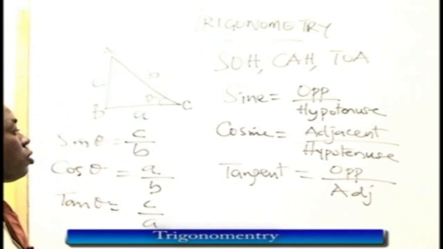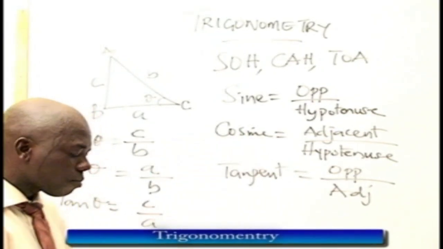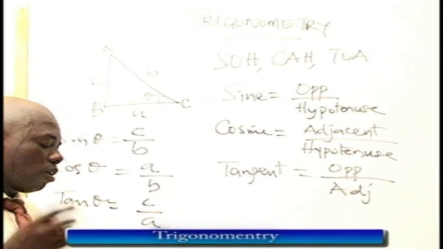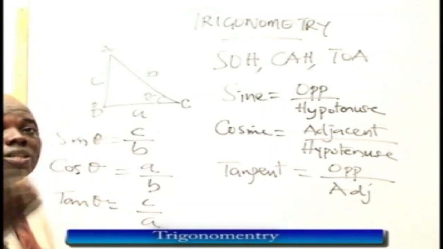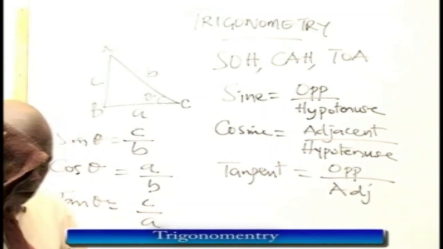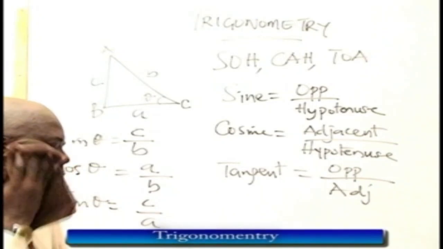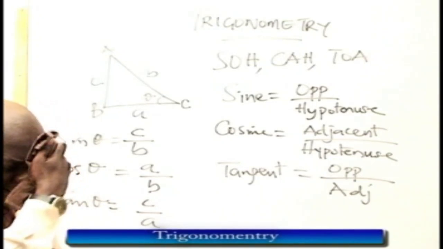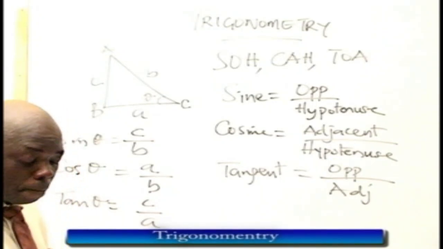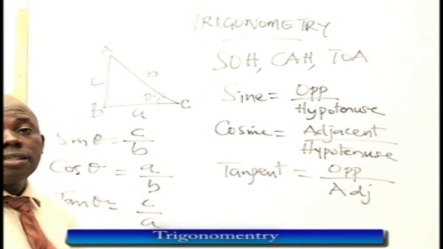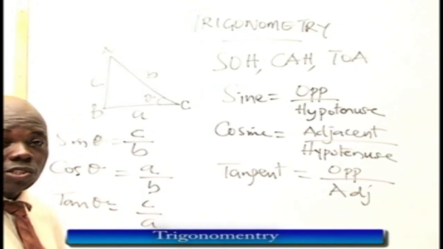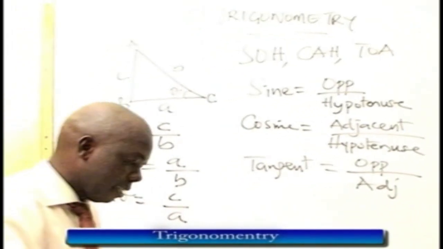So what I'm going to do is draw the table for you of 30, 45, and 60. You need to master them, you need to memorize them. When you memorize them, it will become handy for you anytime you are faced with questions of this format. Alright?